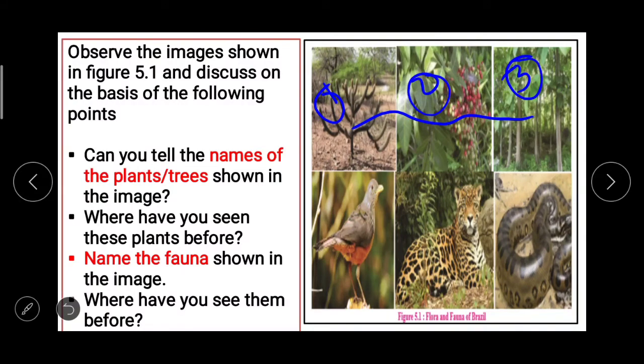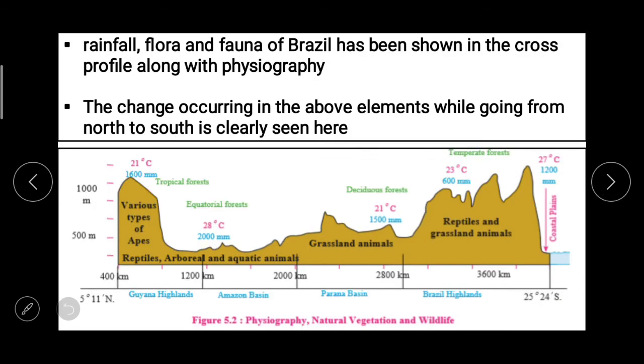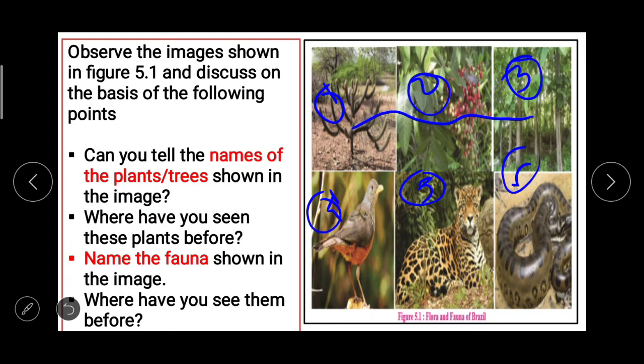And the third question: name the fauna shown in the image. And here one more thing to know is the meaning of fauna, that is all the animals of an area or a period of time. So in vegetation we talk about plants, and when we use the word fauna, it is related to animals. So name the fauna shown in the image, this one, then 4, 5 and 6. And the same question again, where have you seen them before? So these are the questions based on figure 5.1. Now you might have recognized the species shown in figure 5.1 and discussed them, because of the similarity between them and many Indian species, but these species are found in Brazil.